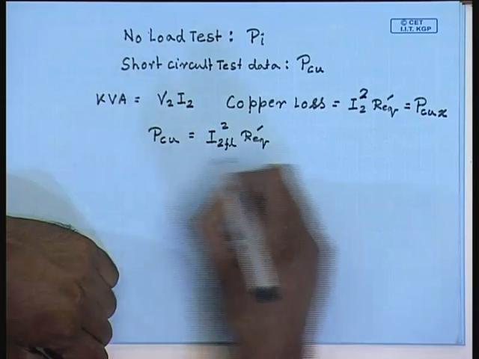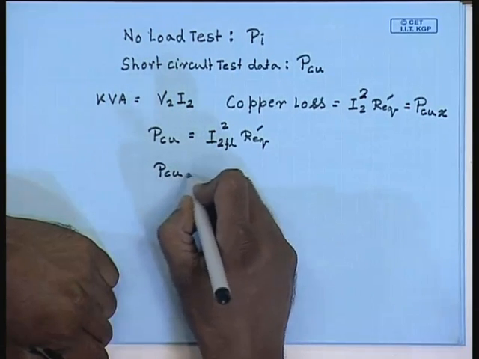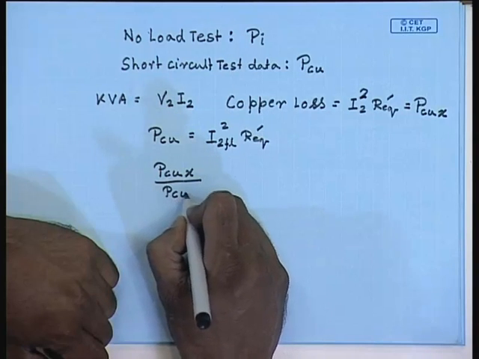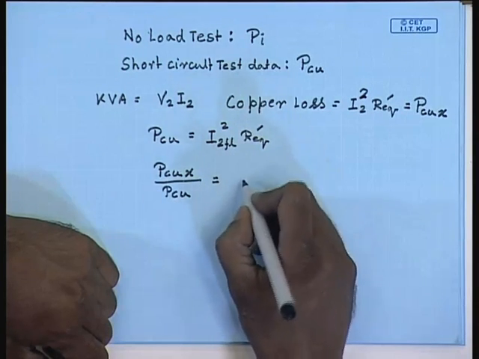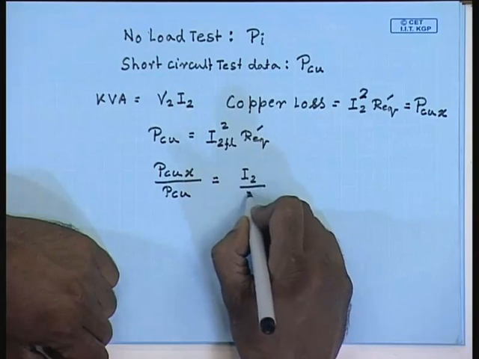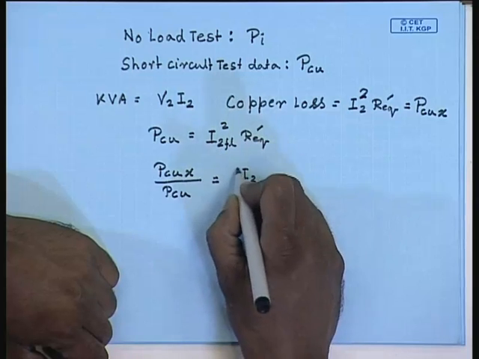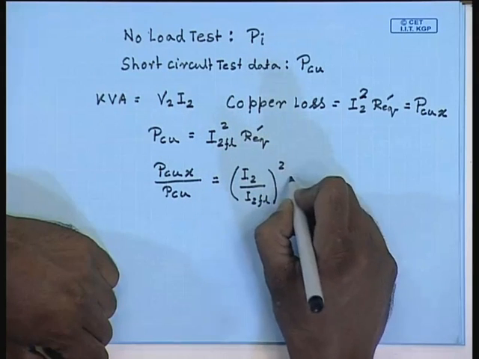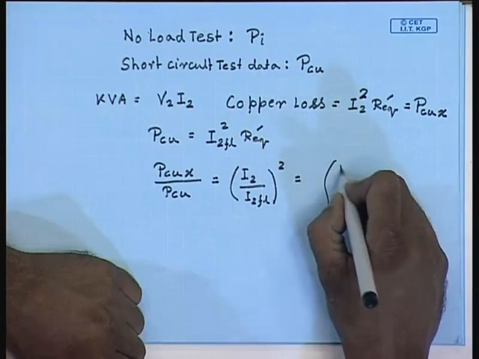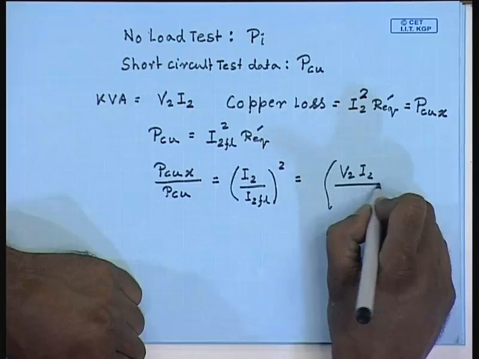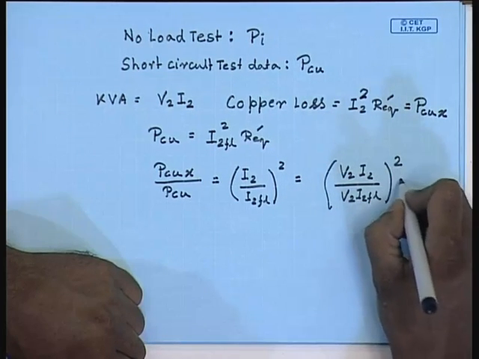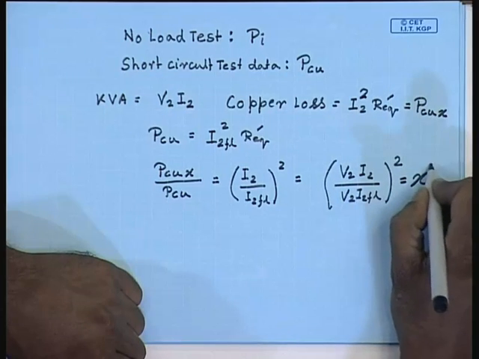So, PCU x by PCU is equal to I2 divided by I2 full load square. This is same as V2 I2 divided by V2 I2 full load square, which is same as the fractional load x square.